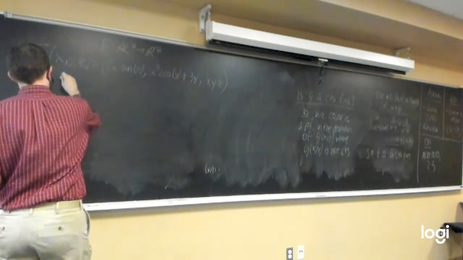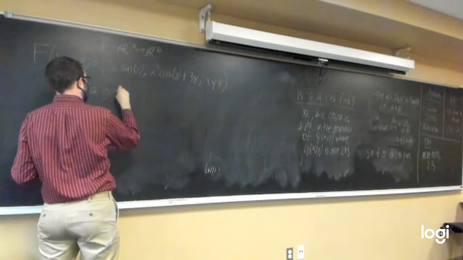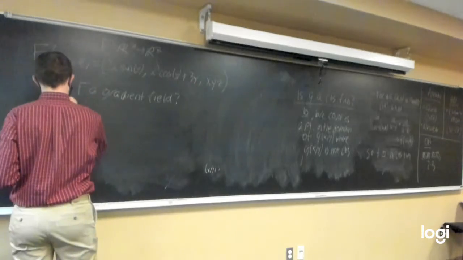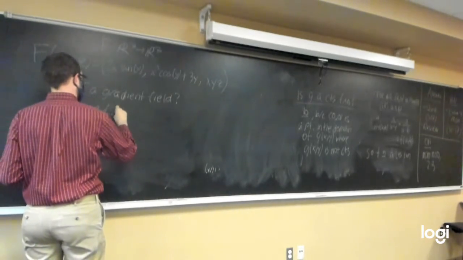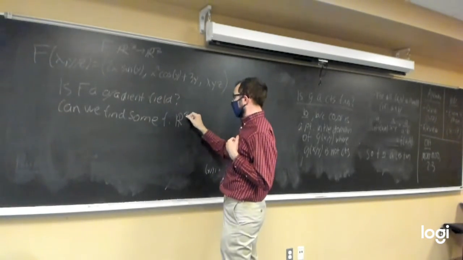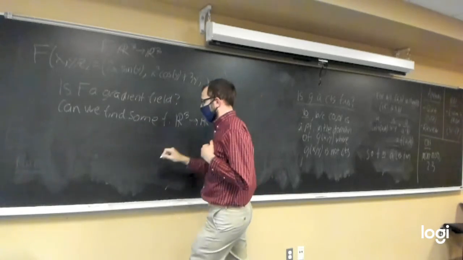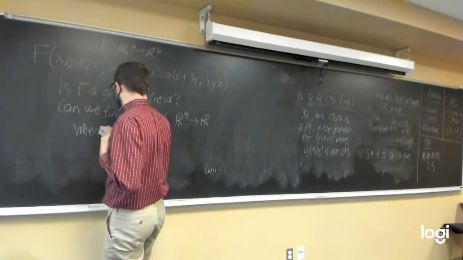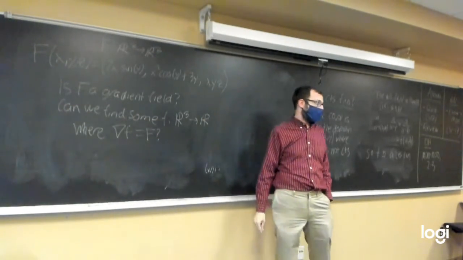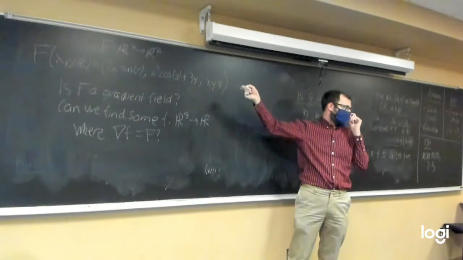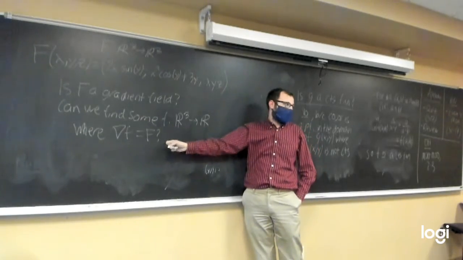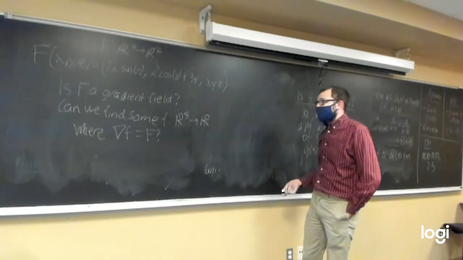Meaning, can we find a function little f, which will have to go from R3 to R, where the gradient of little f is equal to big F. If the answer is yes, then big F is a gradient field, and little f is a potential function for big F. And if we can't find any little f where this works out, then big F is not going to be a gradient field.